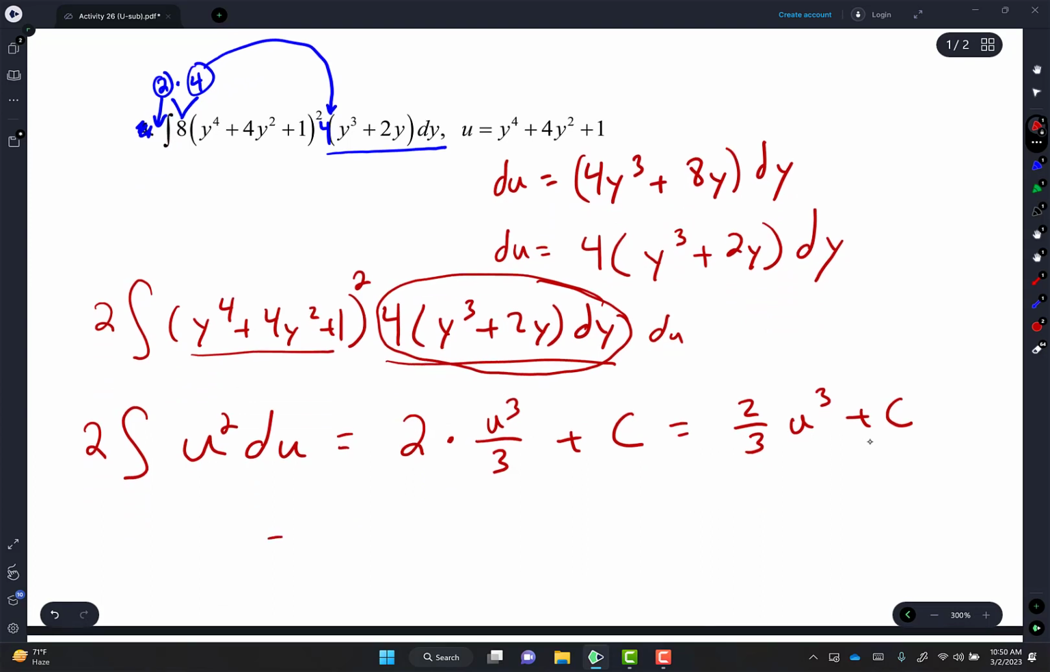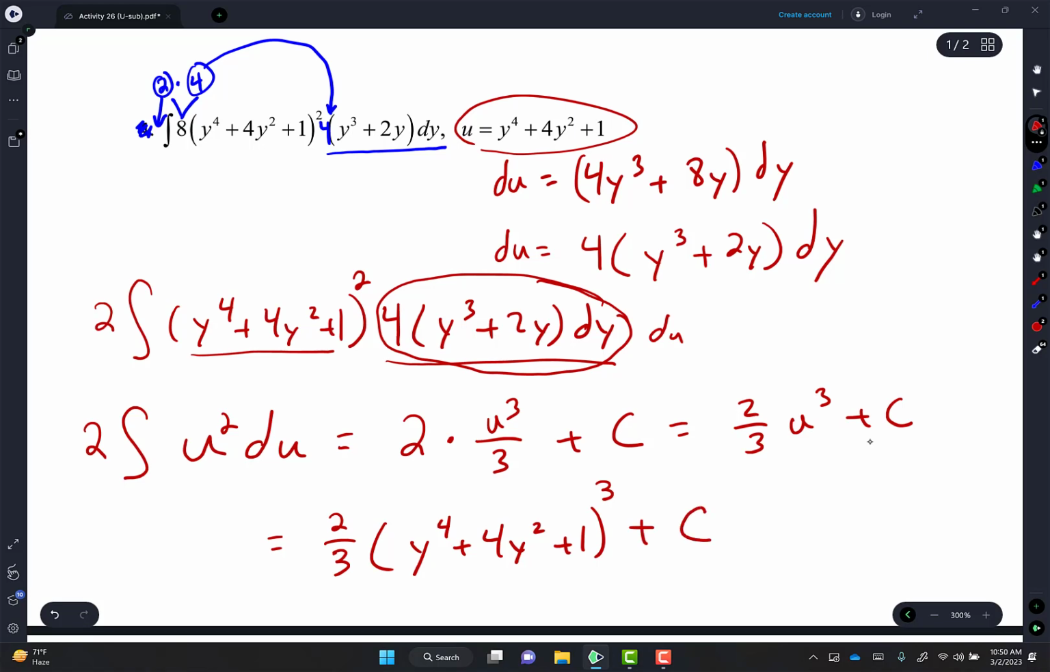I'm gonna write 2/3. And then parenthesis, what was u? Yep, y to the 4th. I heard someone say it. All raised to what power? 3. And you're done. Those are probably the toughest ones, maybe. You just got to be able to see patterns, like how are they all related.